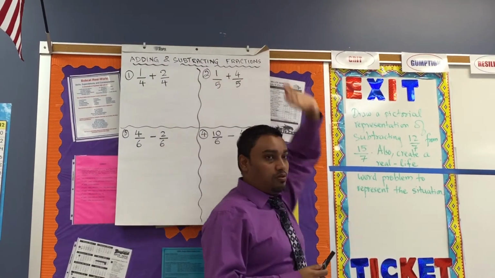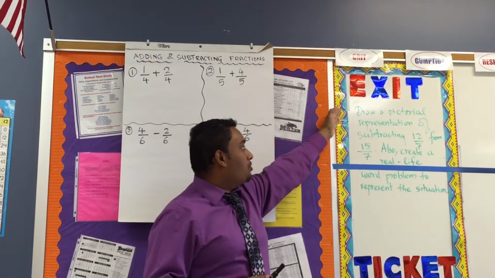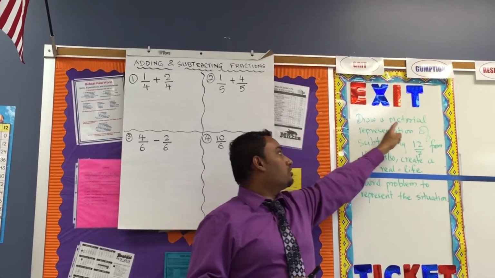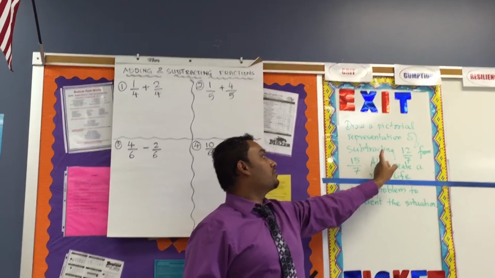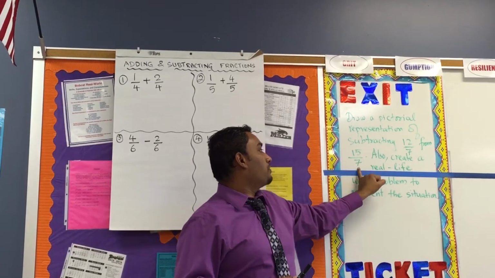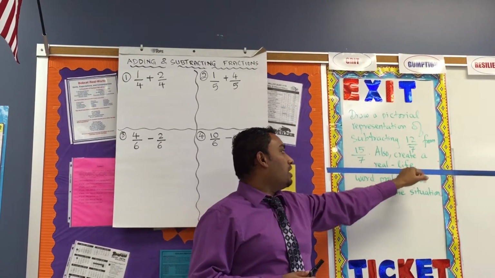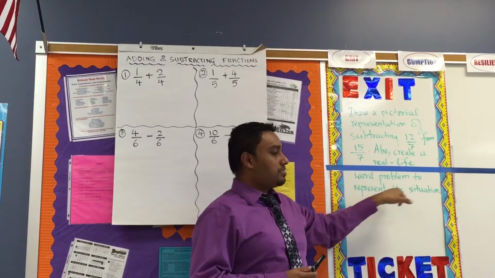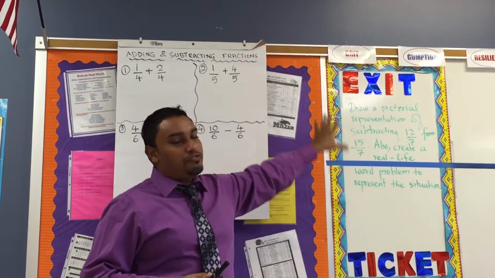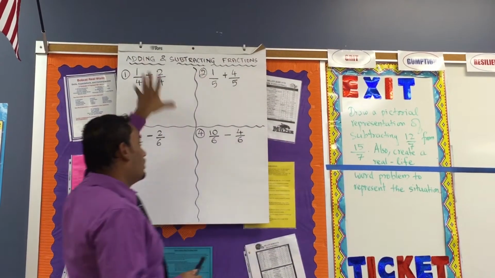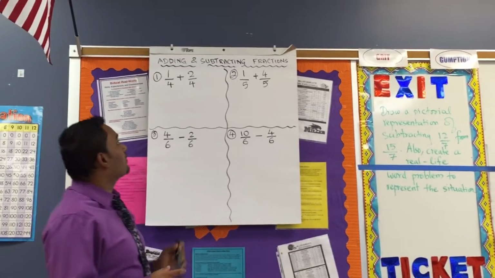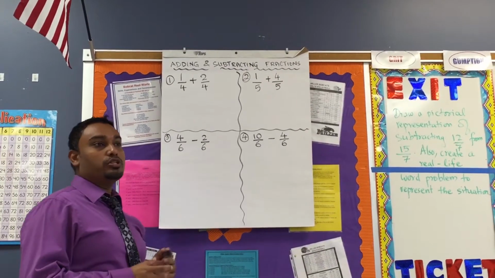What I want to tell you guys this morning is we're going to learn about adding and subtracting fractions. The end thing we're going to do is the exit ticket, which says: draw a pictorial representation of subtracting 12 sevenths from 15 sevenths. Also create a real life word problem to represent the situation. That's our final. So before that we have to learn how to do this.